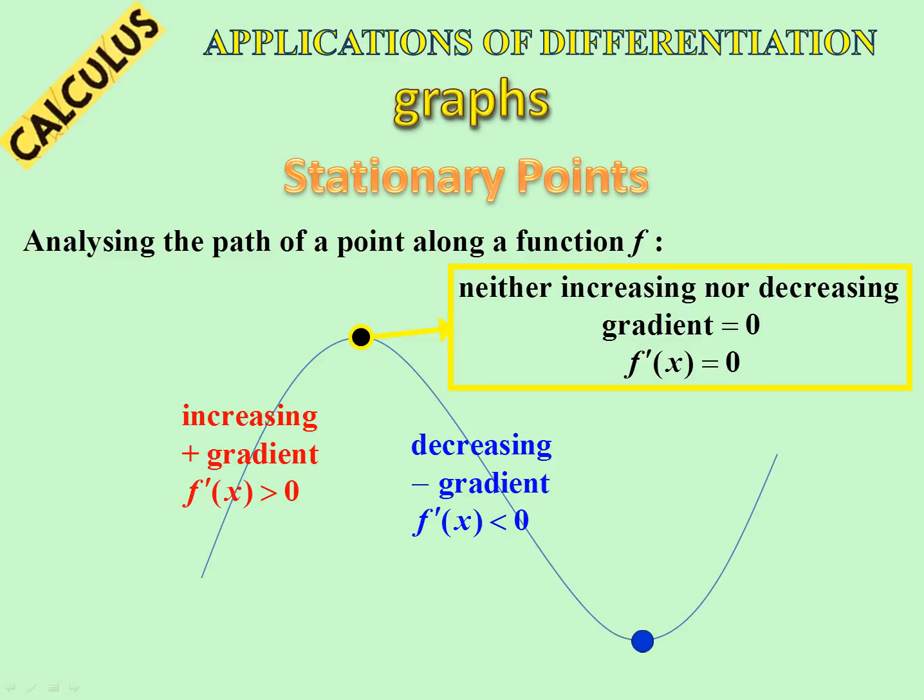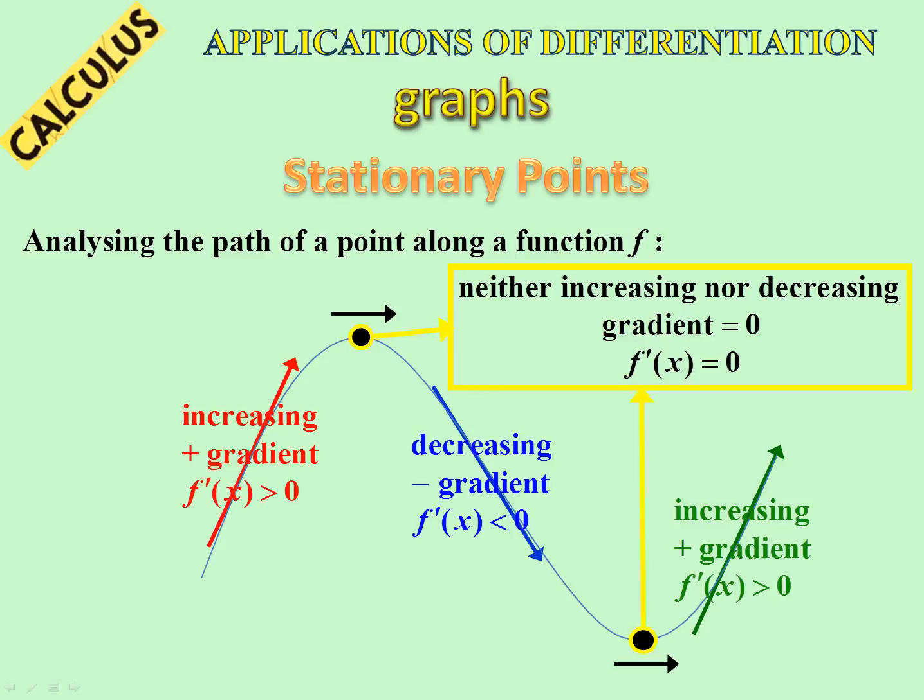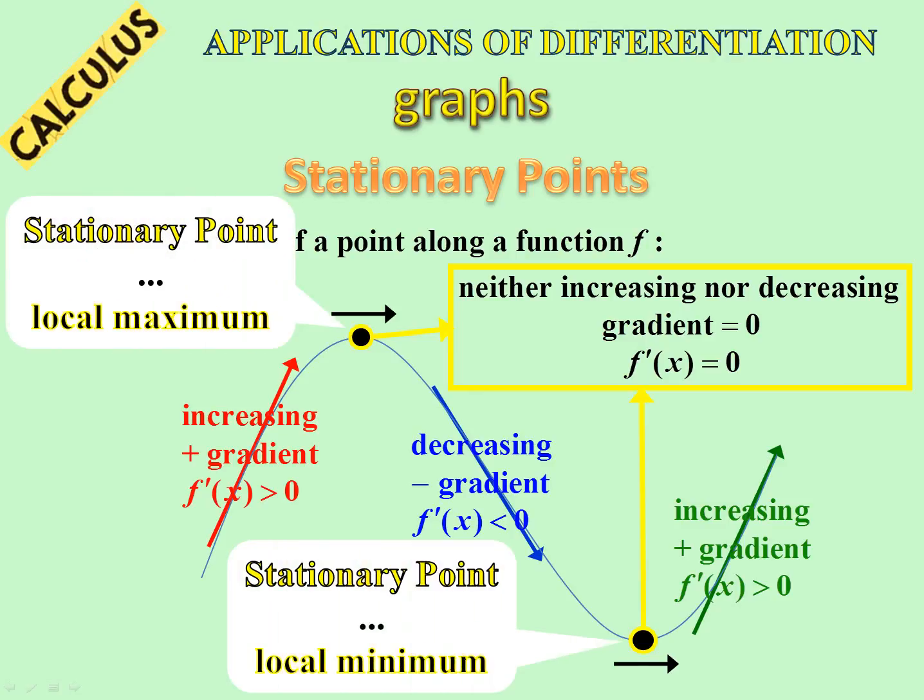Decreasing, negative gradient, derivative less than naught, derivative negative. Stationary again. And increasing, positive gradient, derivative greater than 0, derivative positive. And those are what we call the stationary points.